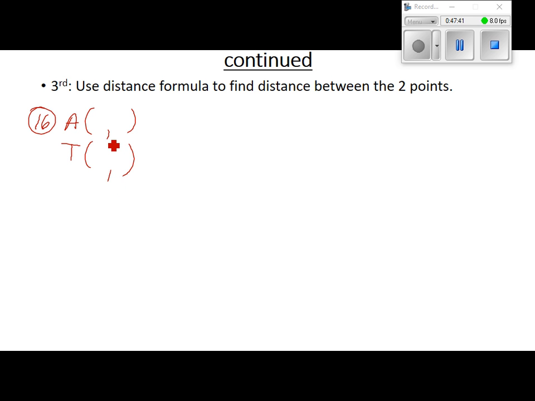Somebody help me out. What are the coordinates of A? 1, 5. Coordinates of T? 2, 7. Now we're going to use the distance formula. Get your calculator out so you can just plug this all right into your calculator, hopefully. What's our x's?